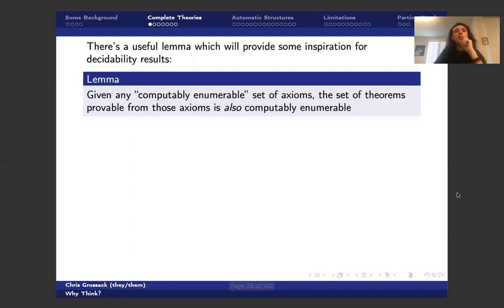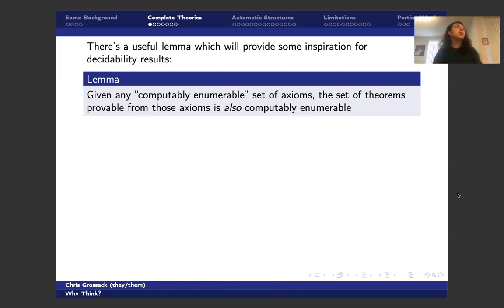And that is, given any computably enumerable set of axioms, where I'm going to explain that word momentarily, the set of theorems provable from those axioms is also computably enumerable. So a set is computably enumerable, or if you're reading an older textbook, recursively enumerable. So this is often abbreviated CE or RE. Your axioms are CE exactly when there's a computer program that will list out all of the axioms.